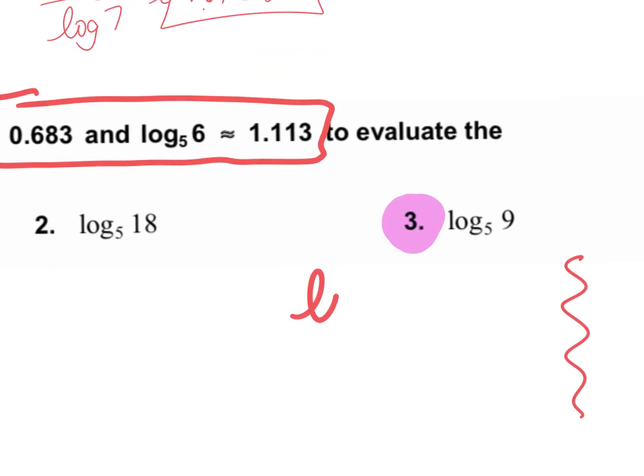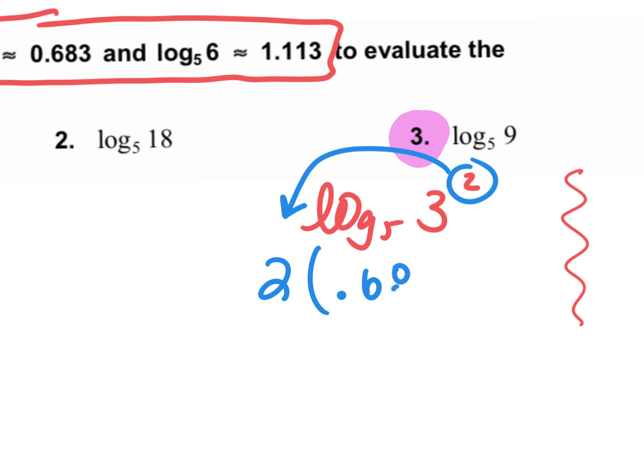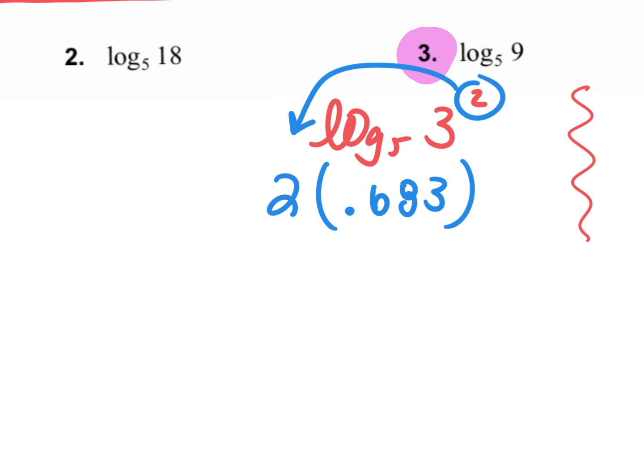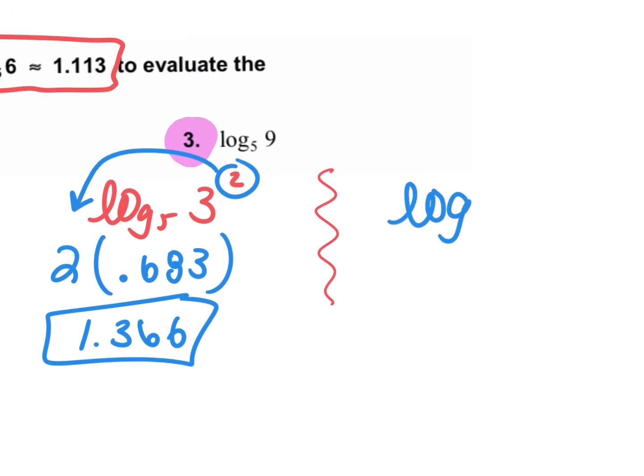All right, I'm going to say log 5 of 3 squared. Agreed? You guys agree? Okay, so when I expand this, what does my 2 become? A coefficient. So it's 2 times, what is the log 5 of 3? 0.683? Yes? Okay, and then when I multiply those 2 together, what do I get? 1.366. All right, another way you could look at it, you could say it's log 5 of 3 times 3, correct?